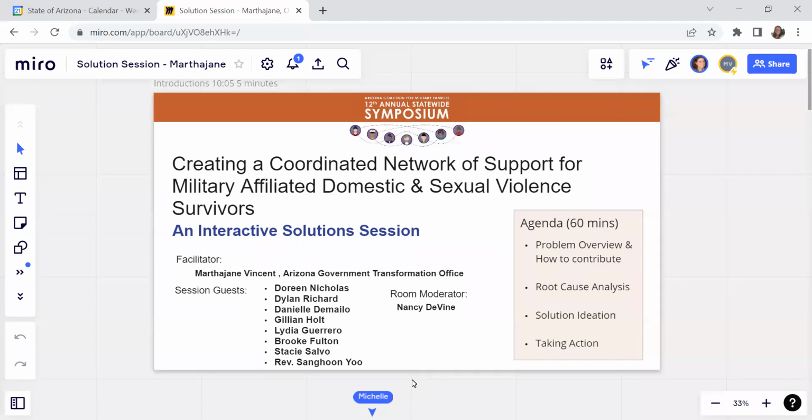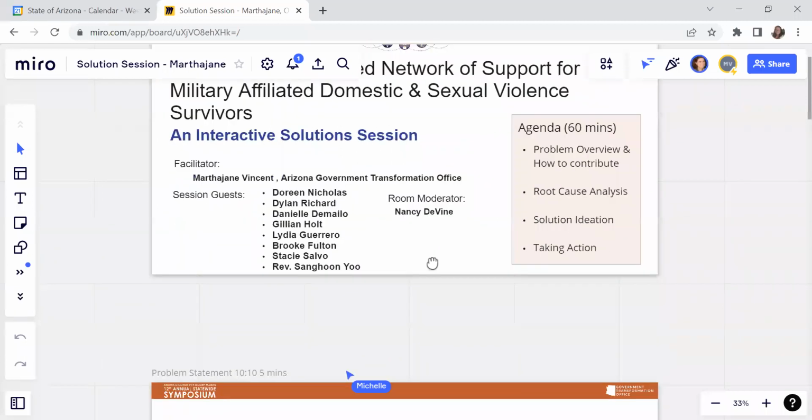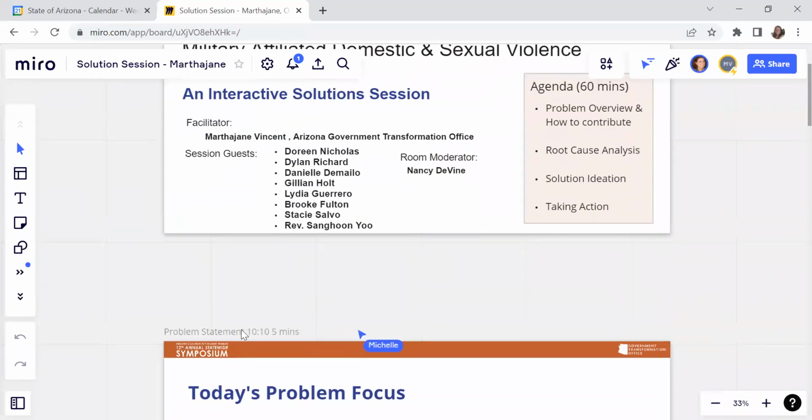And hopefully Reverend San Hong Yu will be joining us, and he is the founder of the Faithful City and Arizona Trauma Informed Faith Center, and he founded Arizona Trauma Informed Faith Community. And the next person we have is Joanne Schaefer, and she is out of the Northern Arizona VA, and she is the MST coordinator for this VA up here.